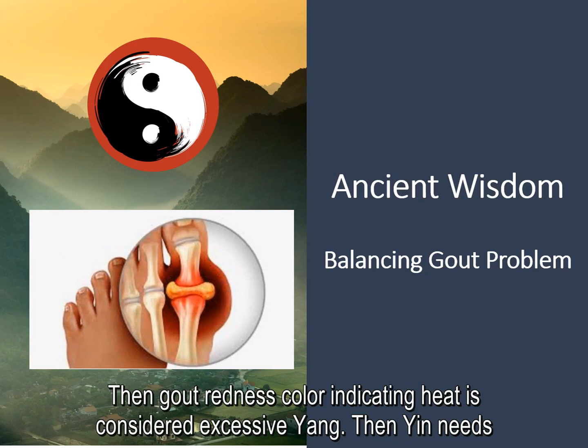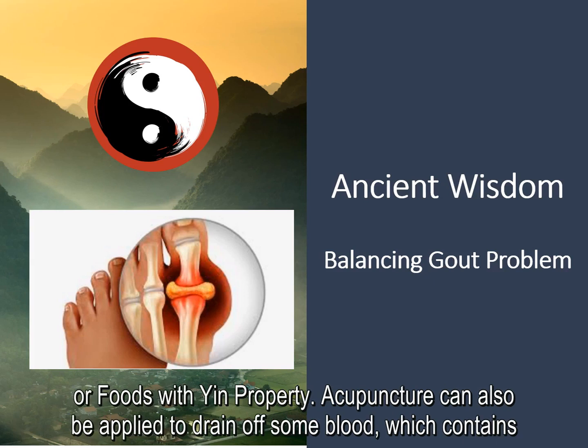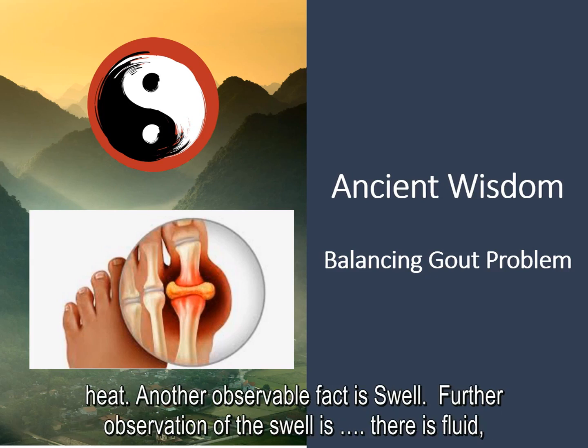Heat is grouped under Yang and cold is grouped under Yin. Then gout redness, a color indicating heat, is considered excessive Yang. Then Yin needs to be applied to balance the excessive Yang. Application of Yin can be herbs with Yin property or food with Yin property. Acupuncture can also be applied to drain off some blood which contains heat.